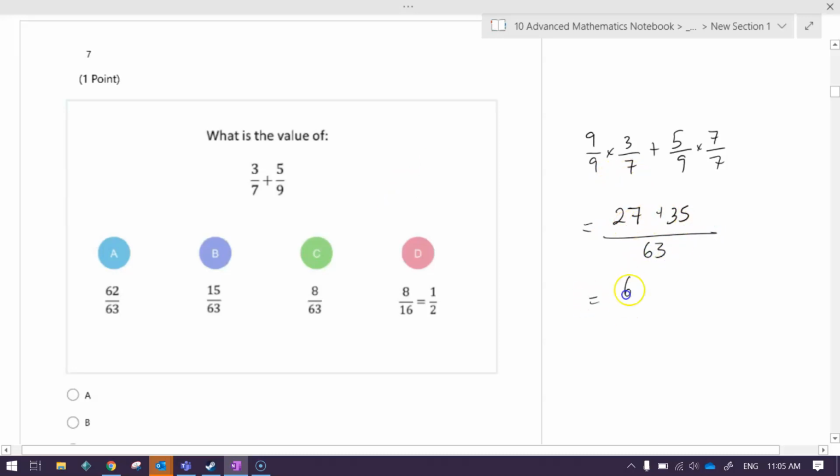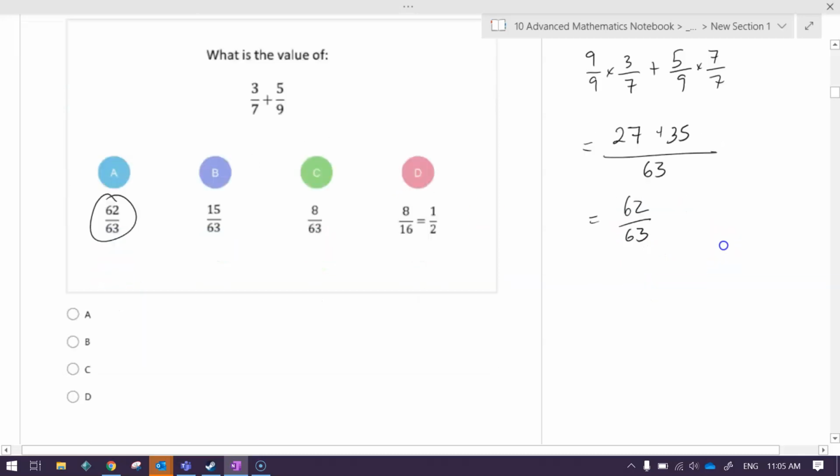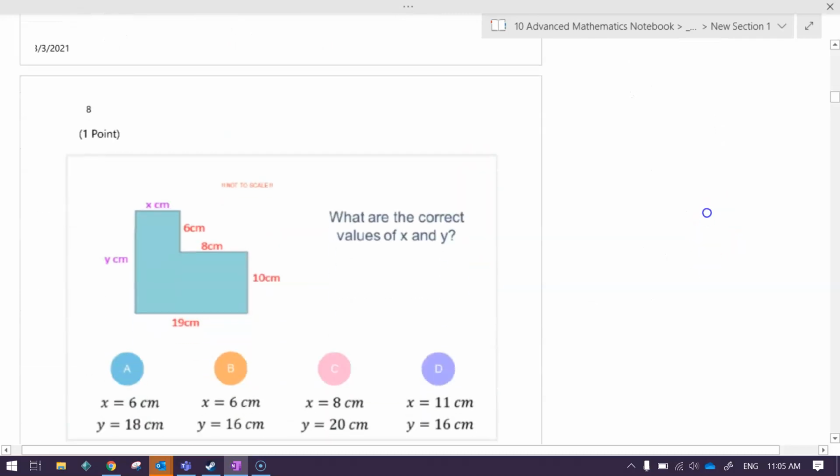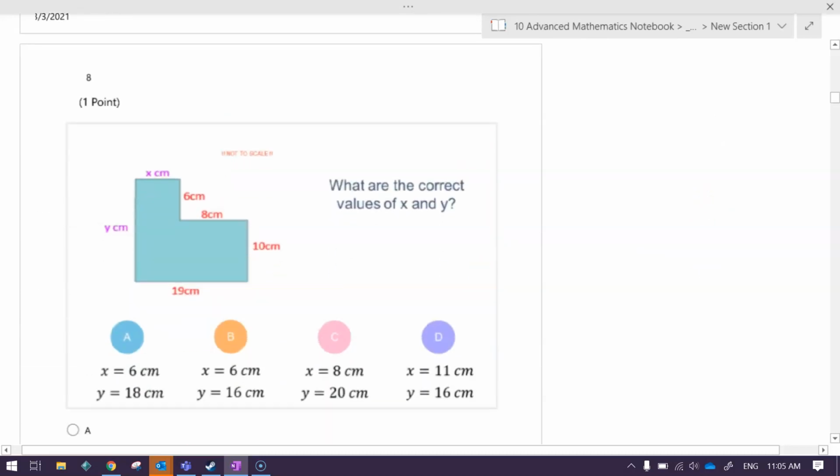30, 40, 50, 62 over 63. Answer A. Moving on. Look, we're racing through these questions. It doesn't take very long. What are the values of x and y?